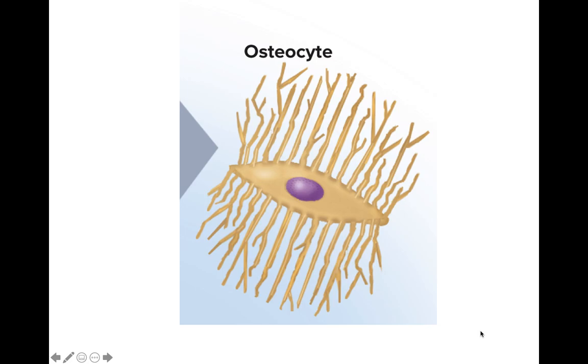Those finger-like projections are going to be really, really important. We're going to talk about those in a sec, but please keep in mind that that's what the osteocyte is going to look like. You have a centralized portion of the cell, and you have these long projections sticking off of the cell body.